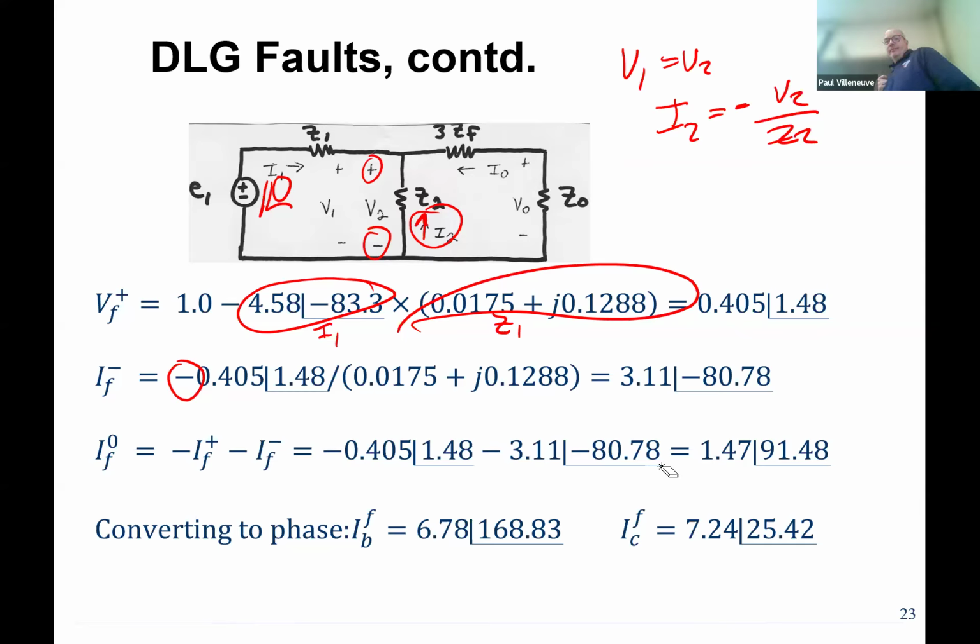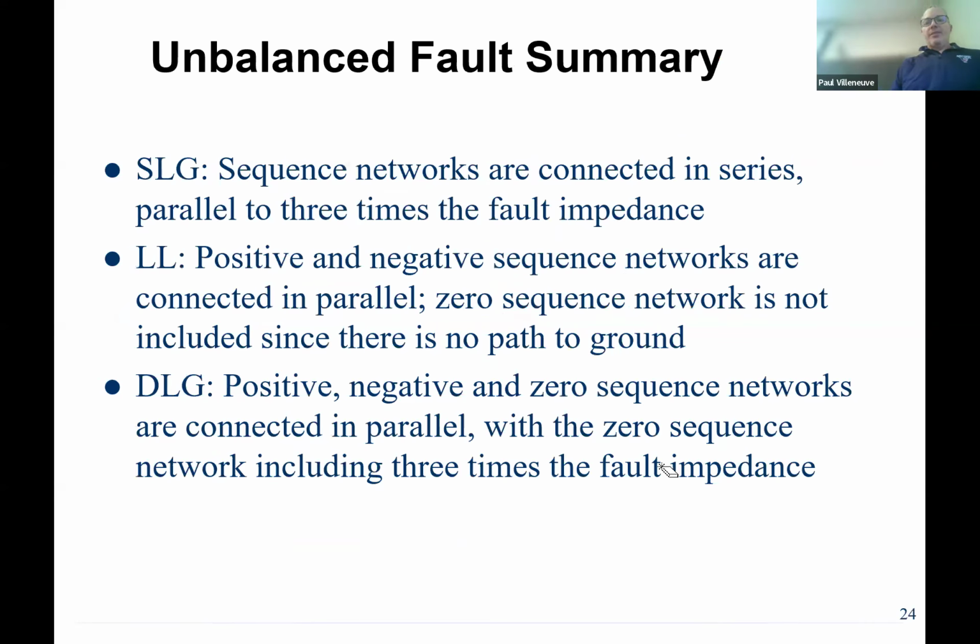Okay. Questions? Because here's the summary. Single line to ground, find all your sequence networks, find out the Thevenin equivalent, and put them all in series. Line to line, all you need is positive and negative, put them in parallel. Double line to ground, find the sequence networks for all three, and put them in parallel. Then just do circuit analysis to find the values that you need.